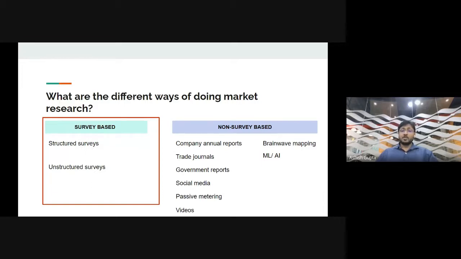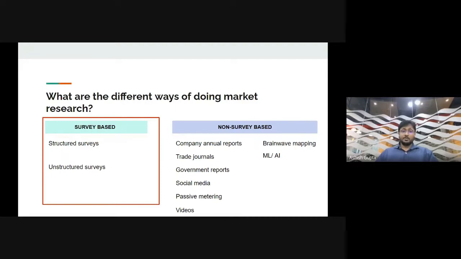And when it comes to a non-survey based method, and this is something which has evolved considerably over the years, definitely your company annual reports, your trade journals, government reports are some of the ways in which you can use non-survey based research, which is nothing but called secondary research also. So survey based research is more called primary research, and non-survey based is more secondary research.